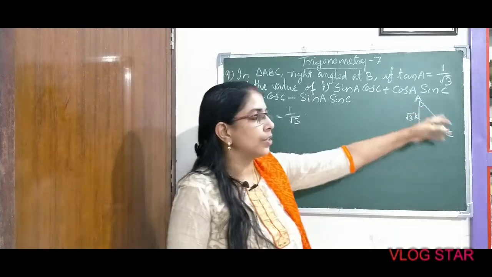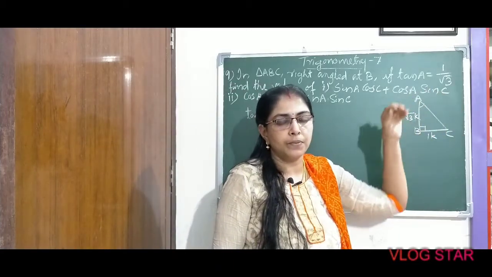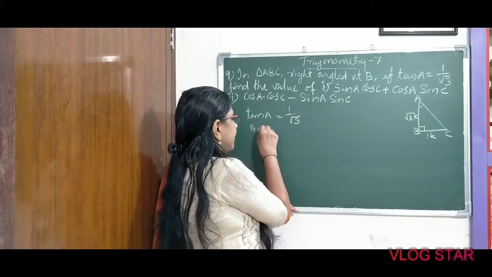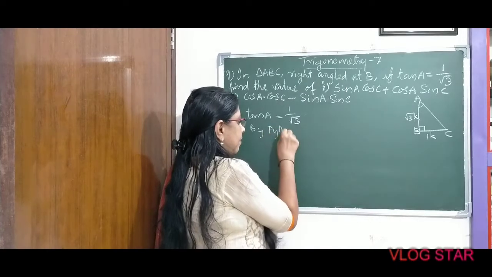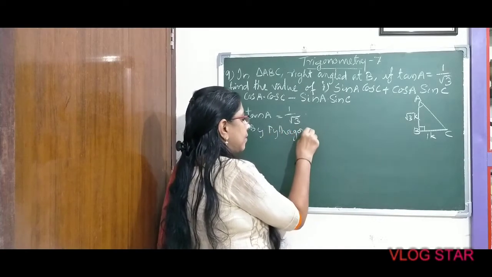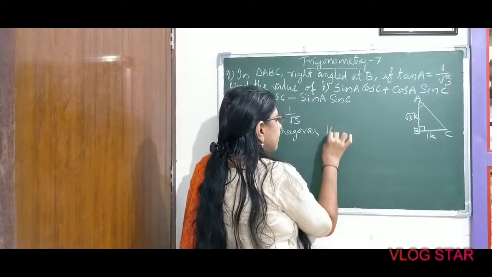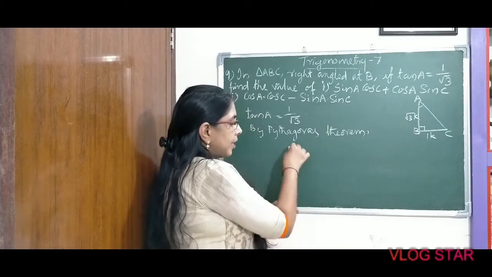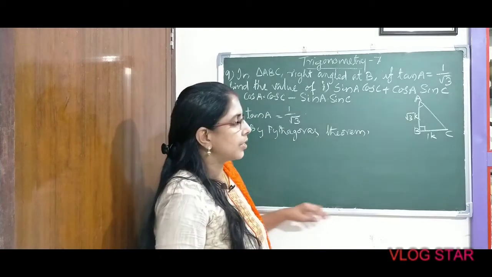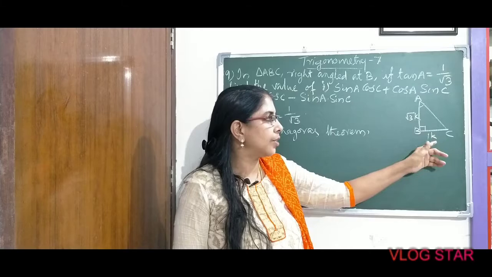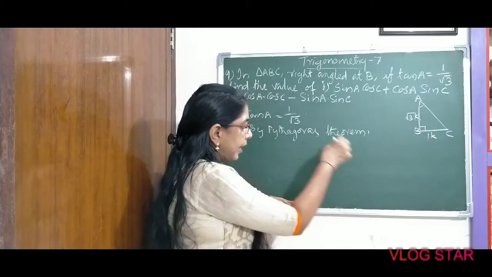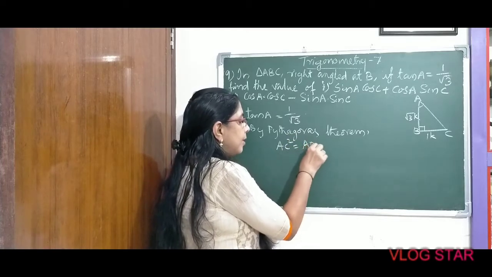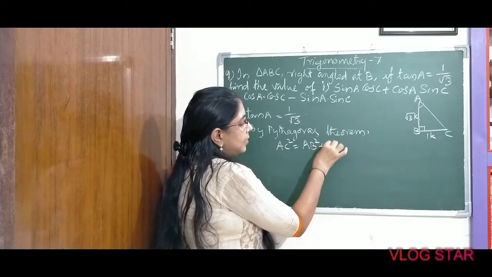Here AC is not given, therefore we have to find AC first by using Pythagoras theorem. We know that Pythagoras theorem states that hypotenuse square is equal to side square plus side square. Here hypotenuse is AC. Therefore, AC square is equal to AB square plus BC square.